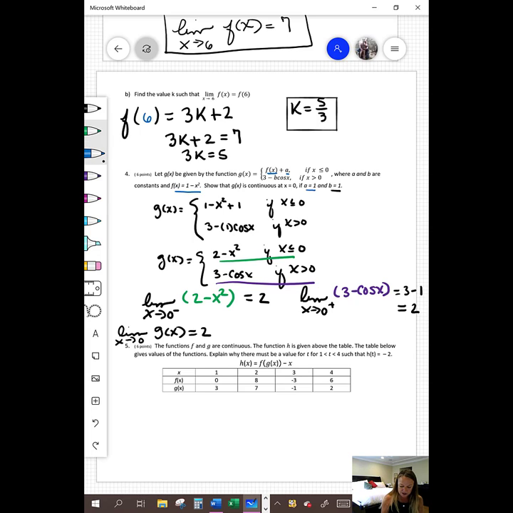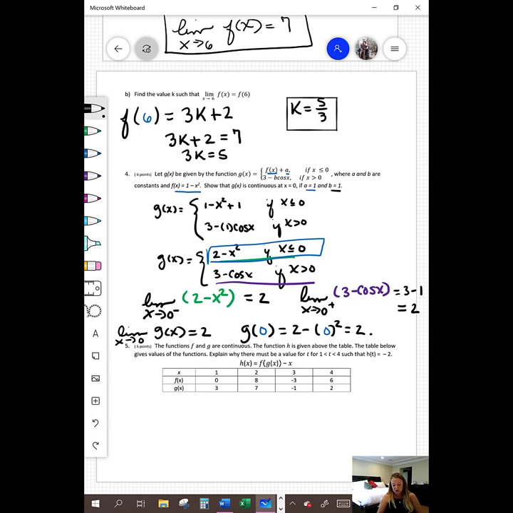So looking at g of 0, we want to look at which equation we need to use. Well, when x is 0, that tells me to use this first equation. If I go in here and I plug in a 0 wherever I see an x, I have 2 minus 0 squared, which is 2. So the conditions hold that it's continuous at x equals 0.